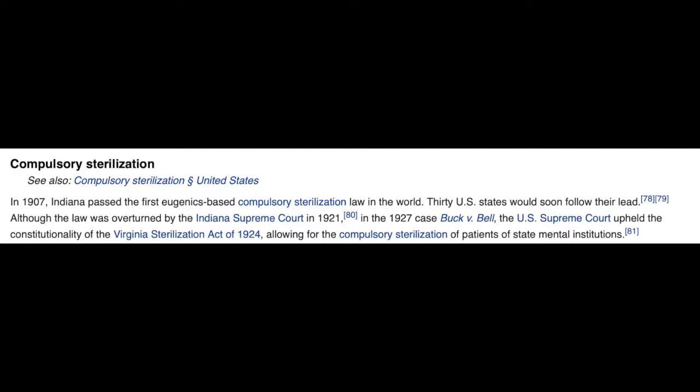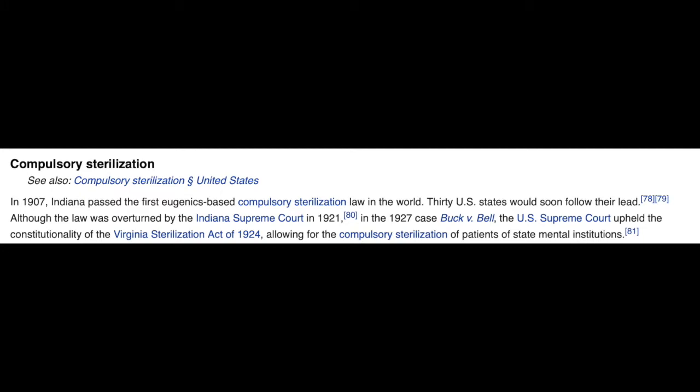And while, yes, everybody knows who the Nazis are, as they are the most popular example of eugenics in action, believe it or not, Hitler actually took inspiration from the American eugenics movement, which had policies implemented as early as 1907. To prove it, I'll read an excerpt from The History of Eugenics in the United States on Wikipedia. In 1907, Indiana passed the first eugenics-based compulsory sterilization law in the world. 30 U.S. states would soon follow their lead.